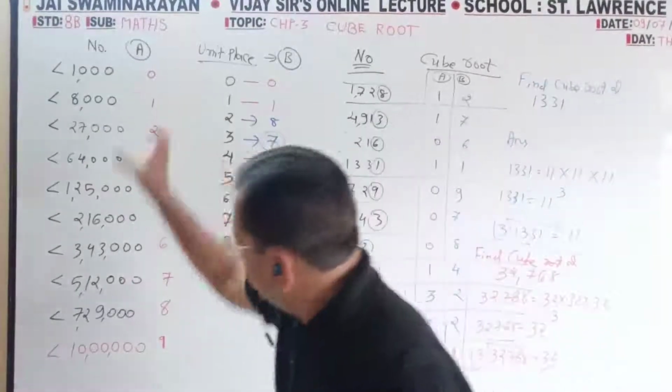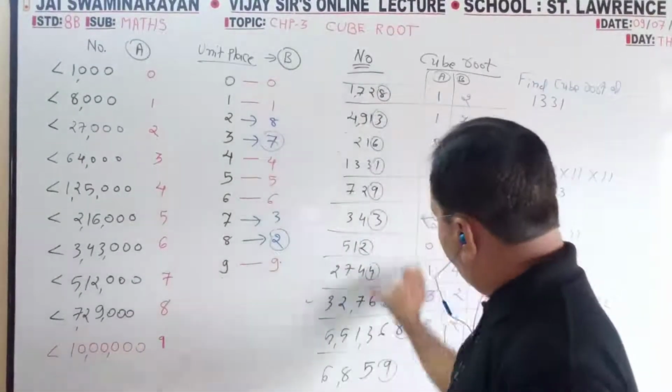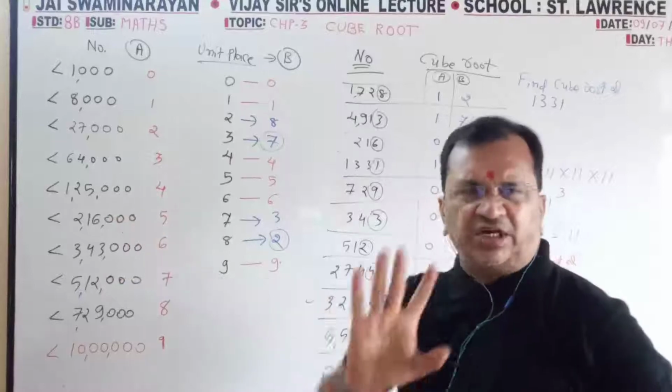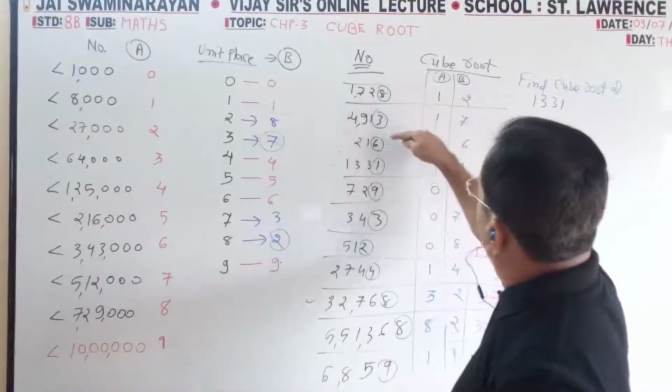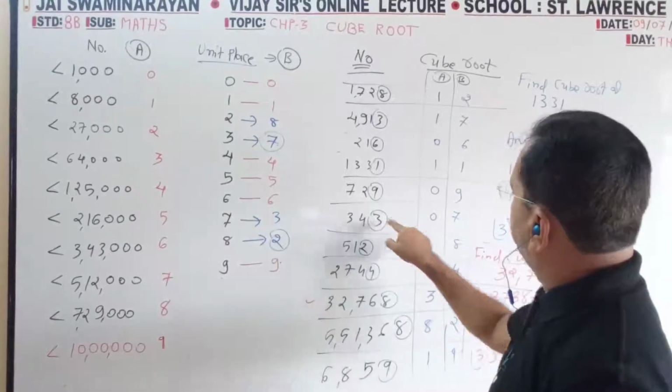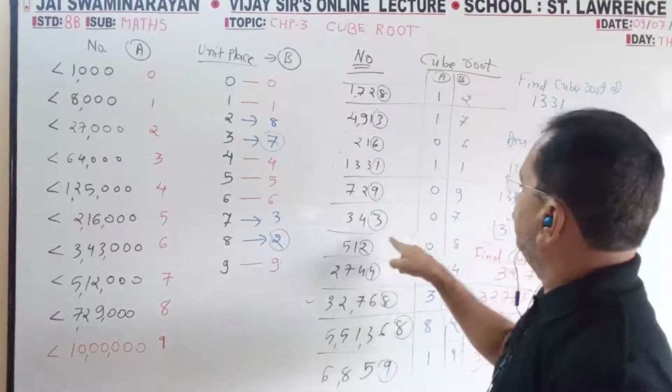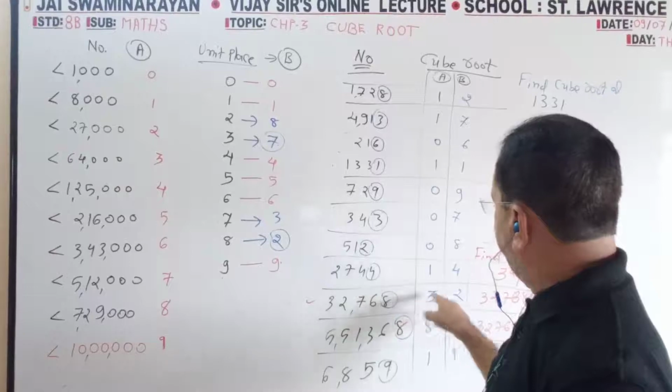So group A is for the full figure. Which group does this figure come under? Then from the last figure, the last unit, you have to round it. For 3 you will write 7, for 2 you will write 8, for 8 you will write 2.